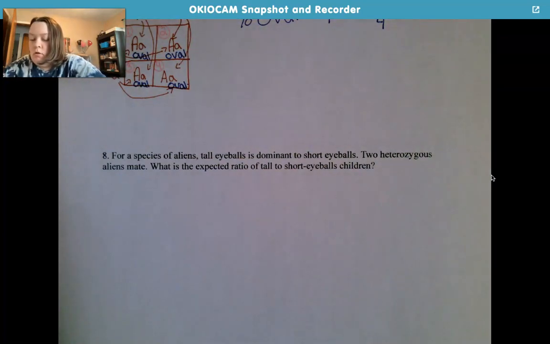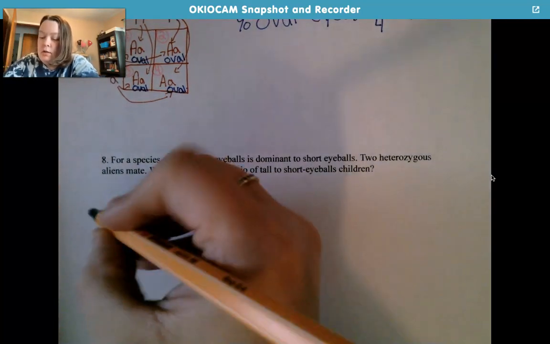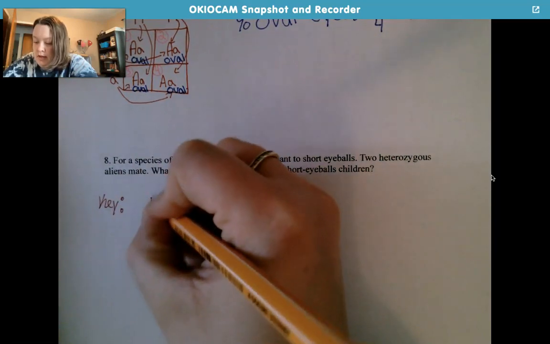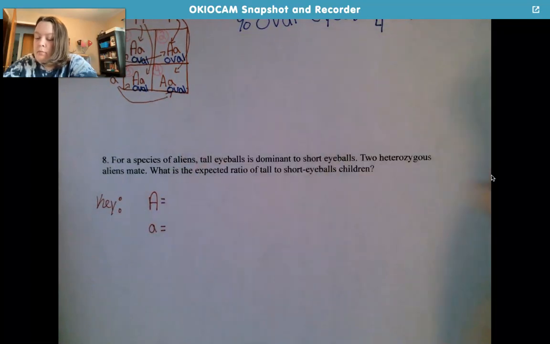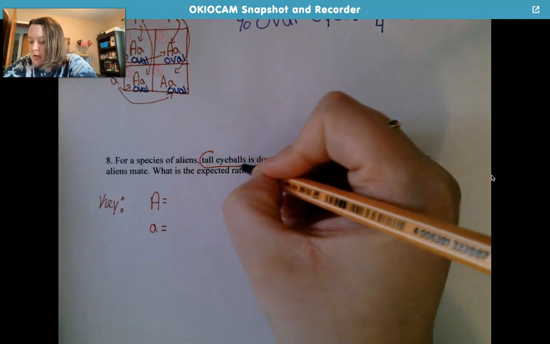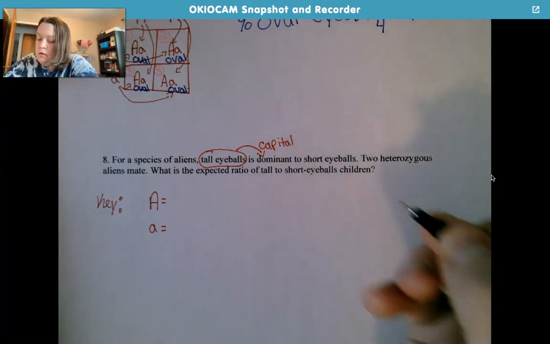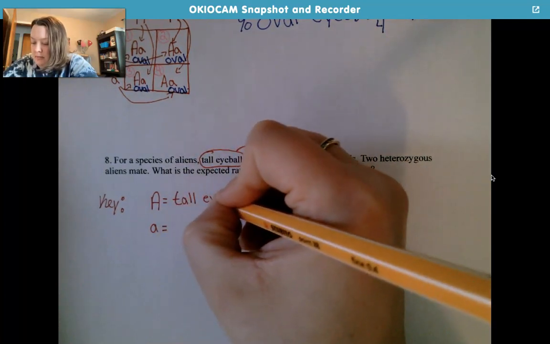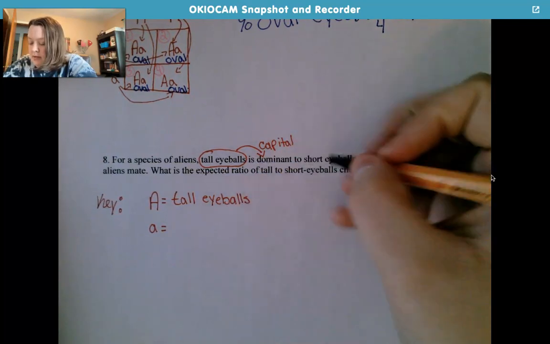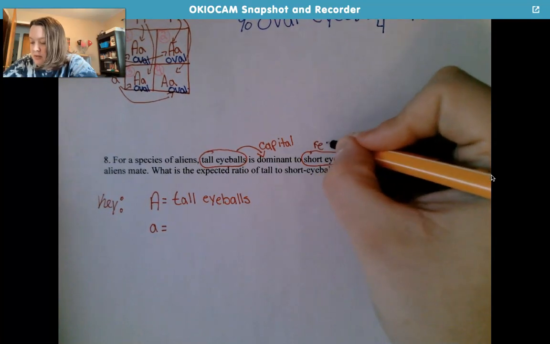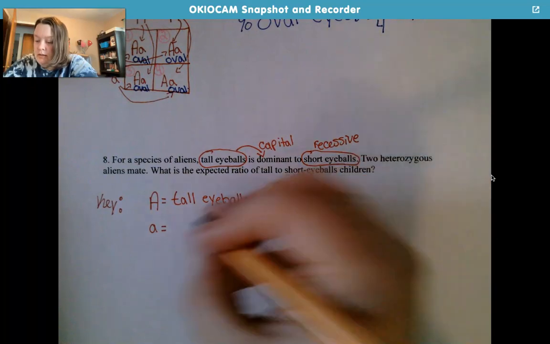Reading the question. For a species of alien, tall eyeballs is dominant to short eyeballs. 2 heterozygous aliens mate. What is the expected ratio of tall to short eyeballs in their children? All right. Step number 1 is to create our key. I will have a capital A and I'll have a lowercase a. Okay, for aliens, tall eyeballs is dominant. Dominant means it's going to be the capital letter. So tall eyeballs is going to be my capital letter. Tall eyeballs is dominant to short eyeballs. That means short eyeballs is recessive, and therefore my lowercase letter.